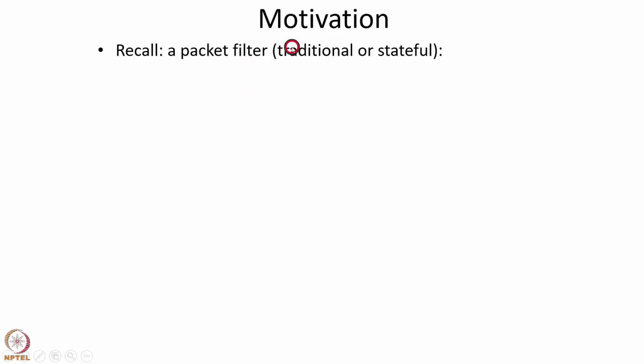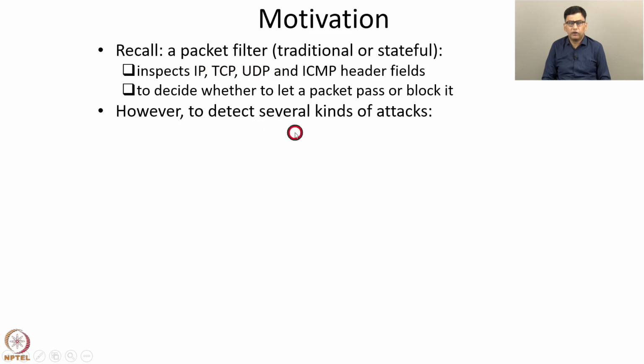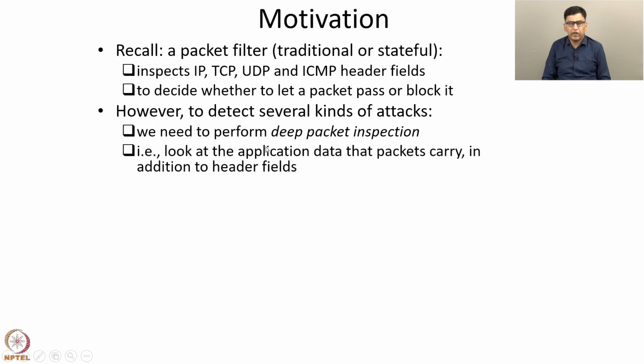Recall that a packet filter, whether it is traditional or stateful, inspects different header fields, including IP, TCP, UDP, and ICMP header fields in the network layer header, transport layer header, and so on. By inspecting these fields, the packet filter decides whether to let a packet pass or to block it. However, to detect several kinds of attacks, it is not sufficient to just inspect the header fields. We need to perform what is known as deep packet inspection. That is, we need to look at the application data that packets carry in addition to the header fields.